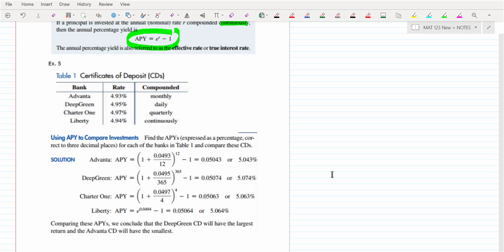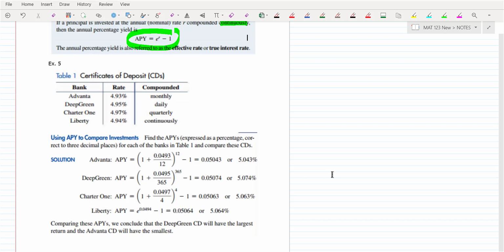So the Advanta is 4.93. The formula for APY is 1 plus the interest divided by the amount compounded, 12, to the 12th power, minus 1. Okay, so then I work that out, I get like 5.043. Deep green, 4.95. So it's 1 plus 0.0495. This time I went ahead and did a 365-day year. Plug that in the same way I did there, I got 5.07. That's a little higher interest rate than that one.